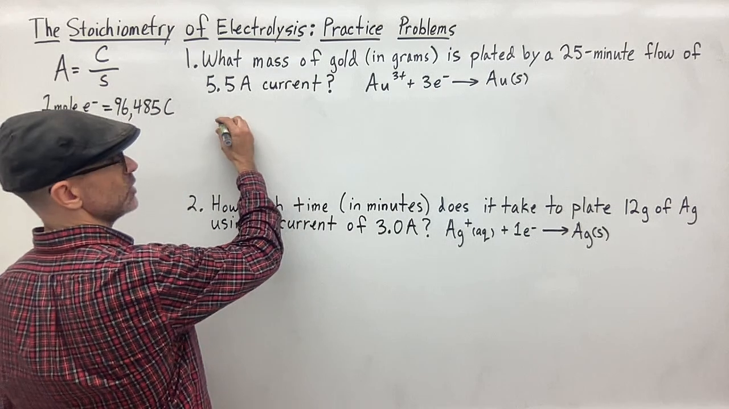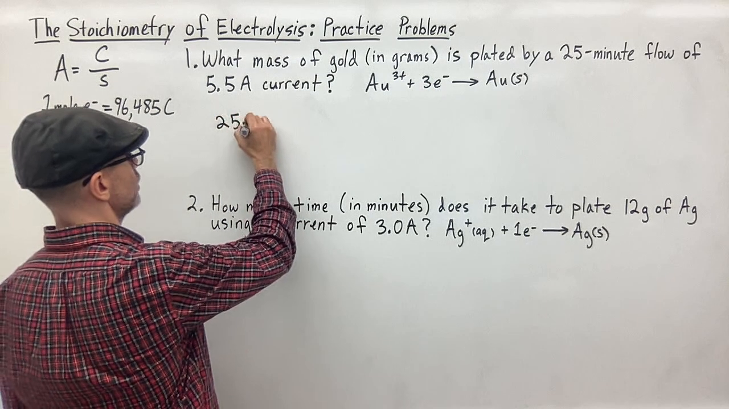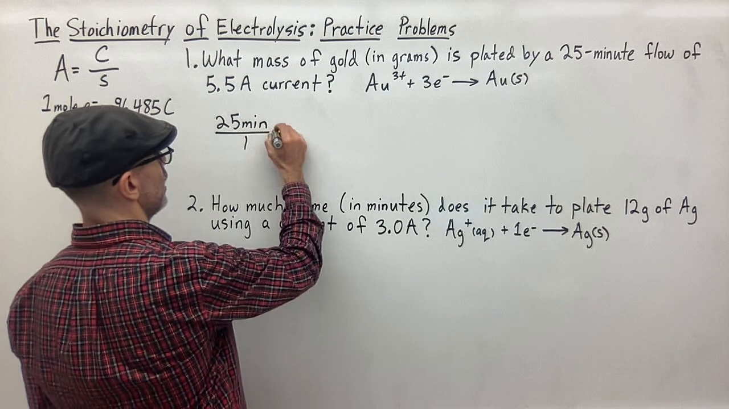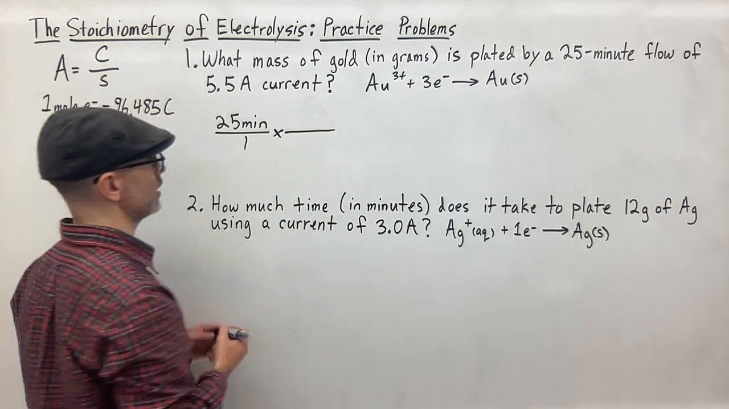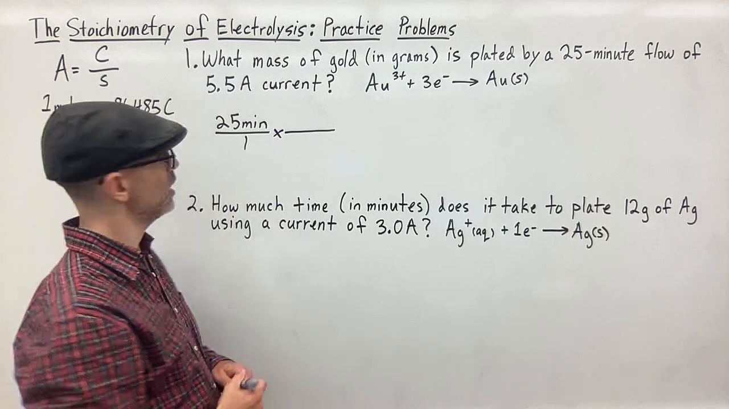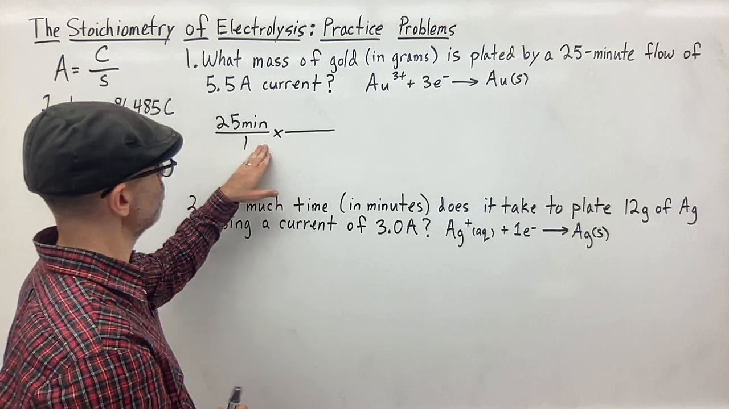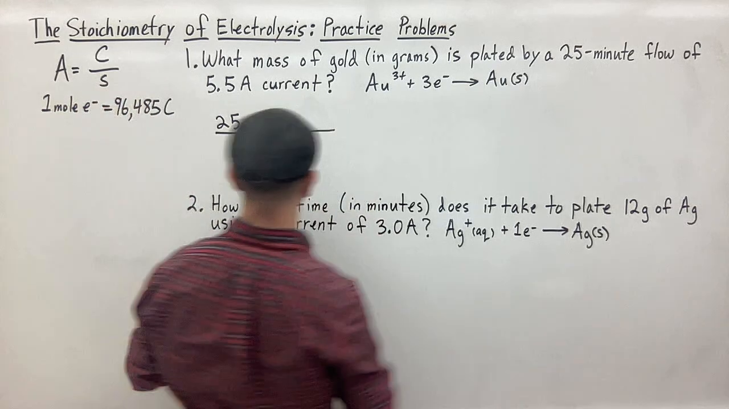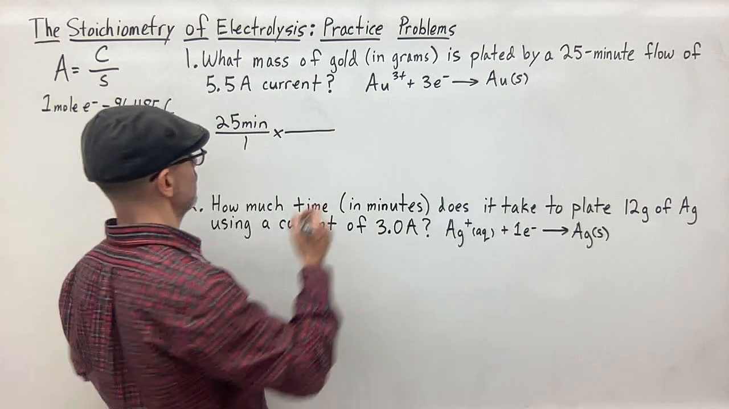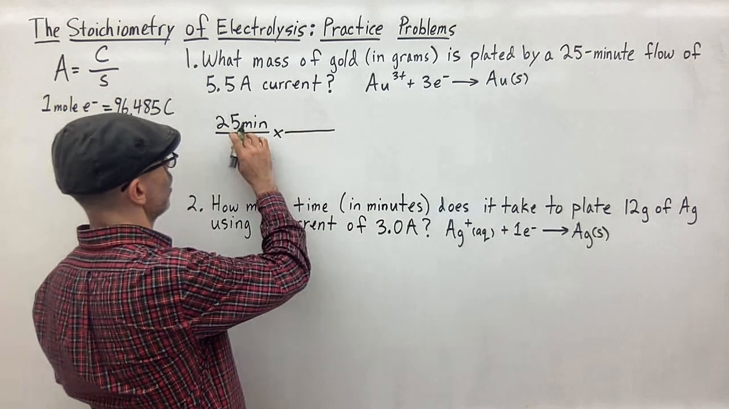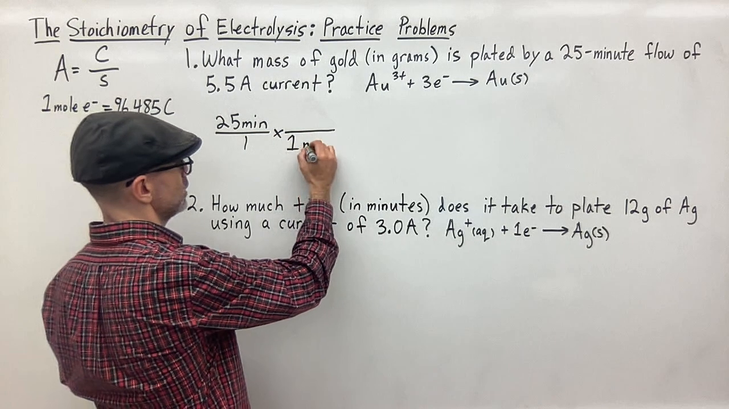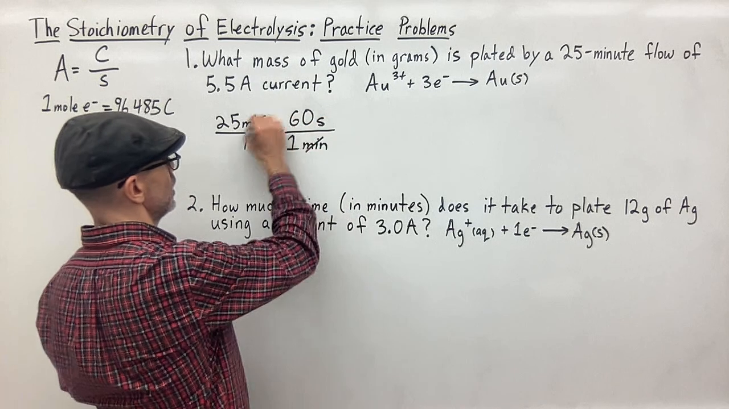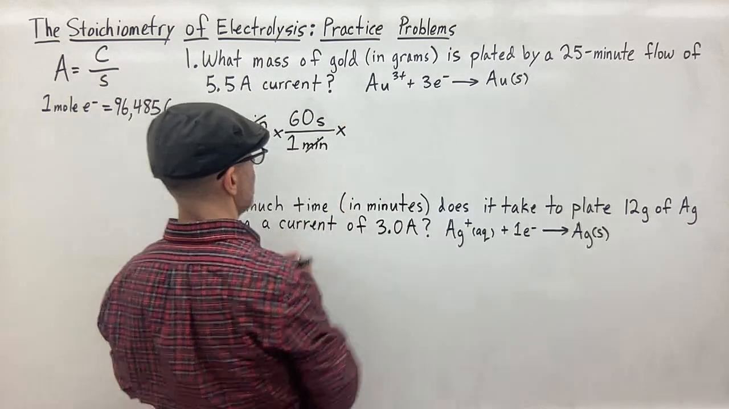That's our goal. We want to get grams of gold. So let's start with the 25 minutes. We're given 25 minutes of time. We're going to put that over 1. And then we're going to start multiplying by conversion factors until we get to grams of gold. So right away, we have minutes. If I want to use the amperage, which is coulombs per second, I would need to convert to seconds. So I know that 1 minute is equal to 60 seconds. So the minutes are going to cancel out. So now I've got seconds.